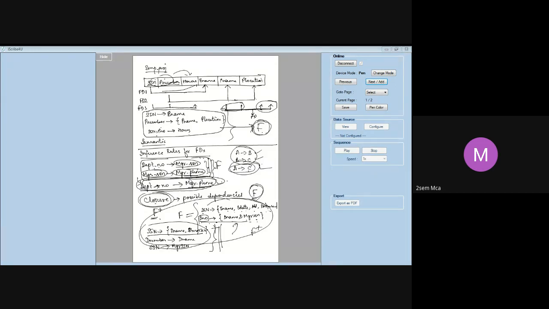Any doubts, anyone? Before I start the inference rules, is this closure clear? Any questions so far?